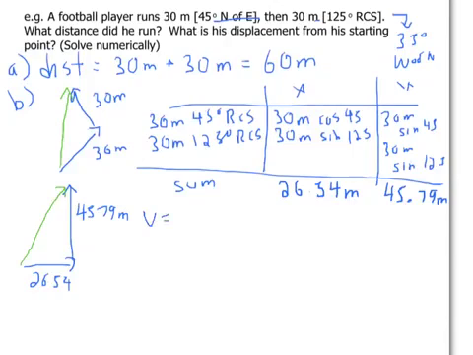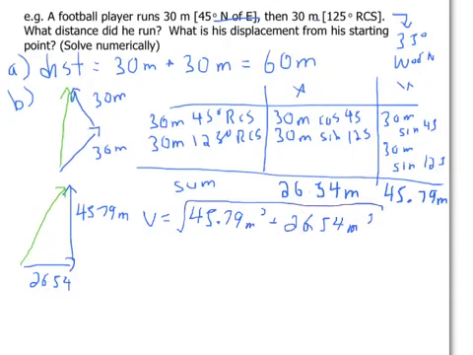V equals the square root of 45.79 meters squared plus 26.54 meters squared, square root. V equals 52.9 meters. And to find the angle, we need to find this angle, and we're going to use a tangent function.